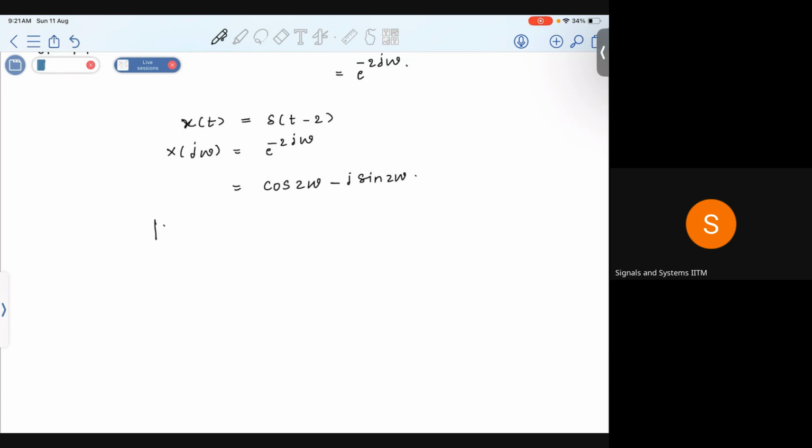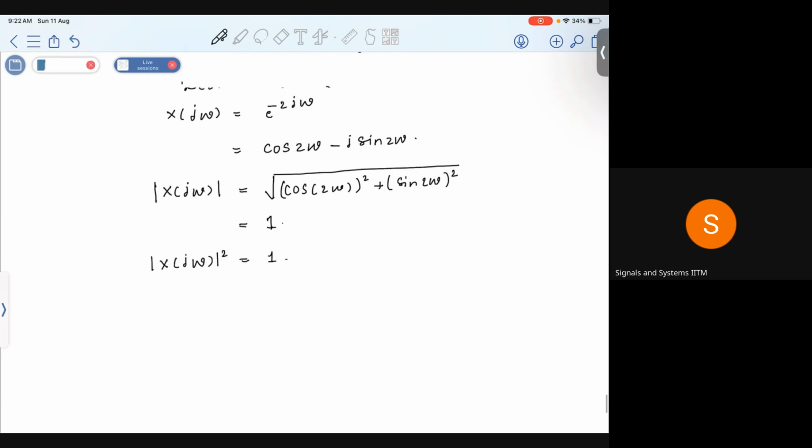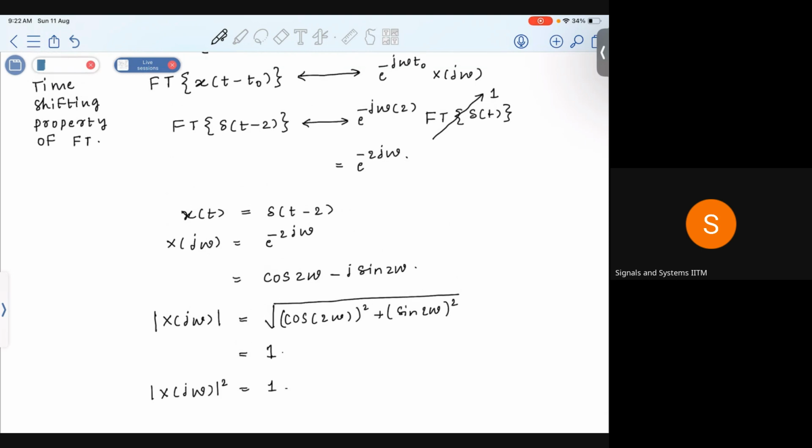Now the magnitude of this is square root of cos 2 omega square plus sine 2 omega square, correct? Which is nothing but 1. Now what happens to magnitude of x of j omega square? 1, right? So that's all right. What exactly is the difficulty you faced in these steps? Could you tell me?